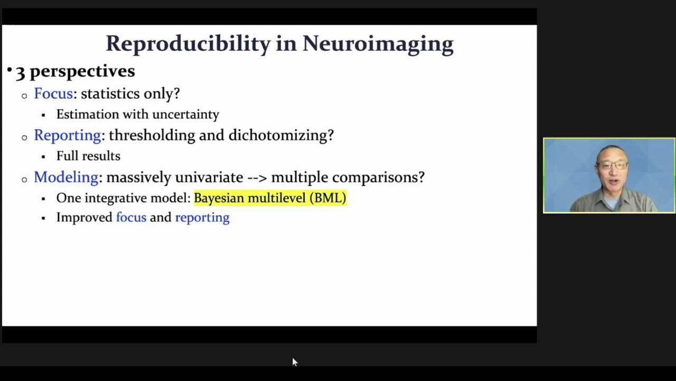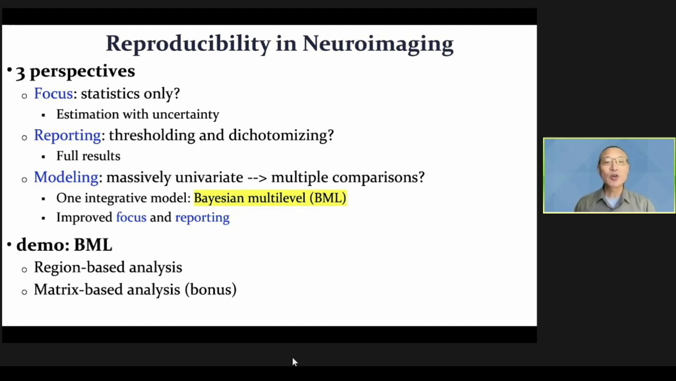The dominant approach is called massively univariate analysis. With that approach, basically you build as many models as the number of voxels, regions, or matrix elements. The automatic penalty is multiple comparisons. Everybody knows how heavy the penalty is.